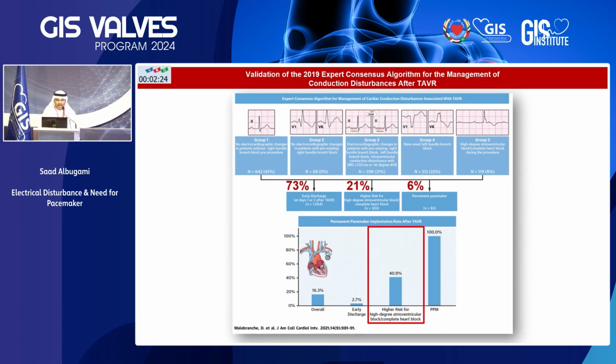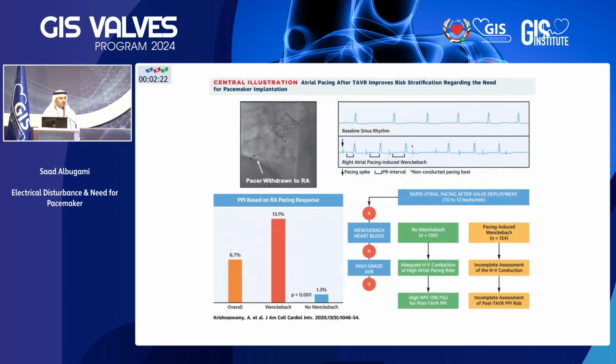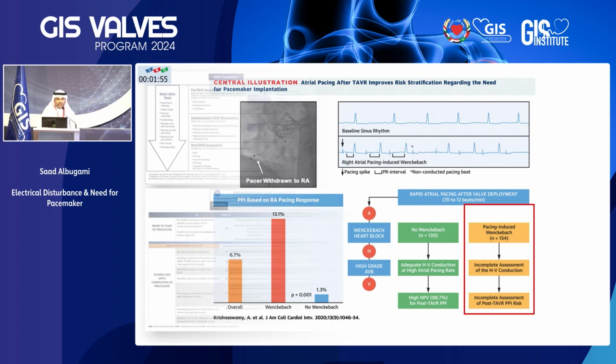That's why some advocate for the use of post-procedure right atrial pacing, looking for a Wenckebach phenomenon. If the patient develops Wenckebach at a lower rate of 80 beats per minute, then possibly those patients require a pacemaker. If they don't develop Wenckebach at a rate of 100, or more than 120, then probably those patients are at a lower risk of developing complete heart block in the future.